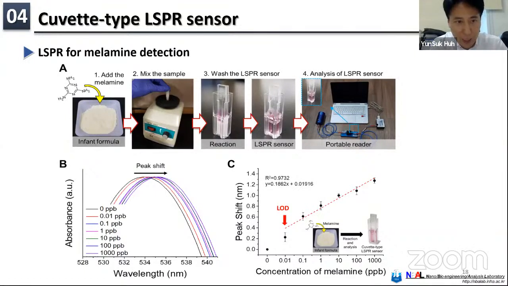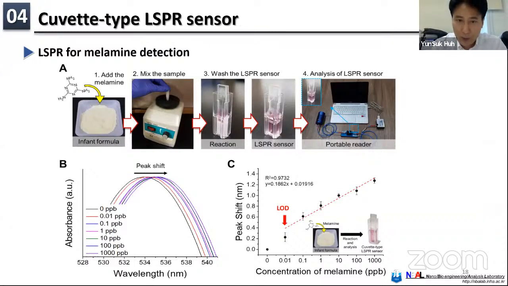So this slide shows how to prepare a sample. We prepared infant formulas, and for making the simulated sample, we added melamine at known concentrations and mixed it with the infant formulas and the TW. Once we made the different concentration samples, we put the sample into the already fabricated cuvette-type LSPR sensor.